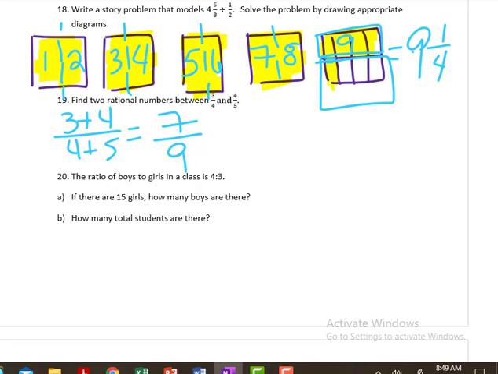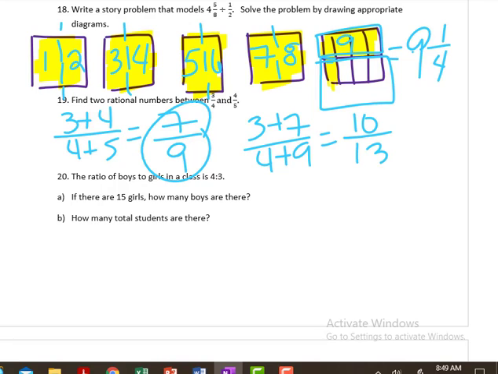Now, since we have another number, 7/9, which is between 3/4 and 4/5, we can take 3 plus 7 and 4 plus 9 and get 10 over 13. And that would be a number between 3/4 and 7/9. So those two numbers, 7/9 and 10/13, are between 3/4 and 4/5.